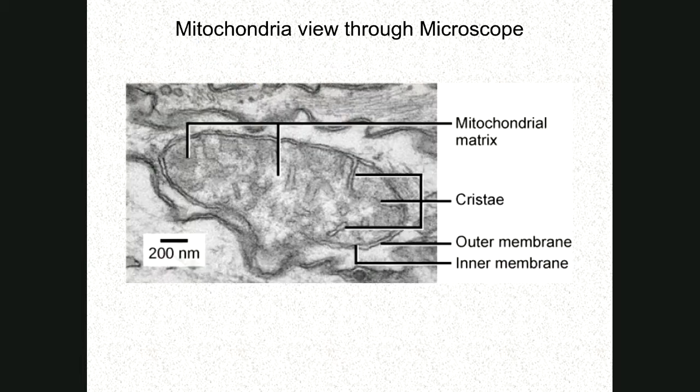So this is an electron microscopy image of the mitochondria. You can see the cristae. This is the membrane, and that's the outer membrane. And that's the cytoplasm over here. And inside, that's the mitochondrial matrix. And it is the factory for ATP.